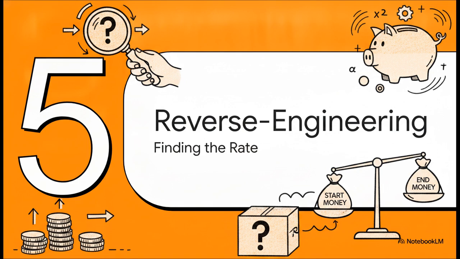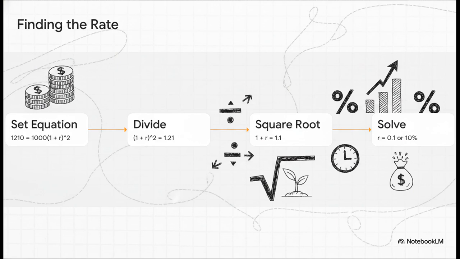Okay, Section 5, reverse engineering your rate. This is where you get to play detective. So, the crucial point is that this math works in reverse too. The workbook gives a really cool example. Let's say you have $1,210 after 2 years from an initial deposit of $1,000. What was the rate? Well, Step 1, we set up our equation with our end goal and starting amount. Step 2, we divide to isolate the rate multiplier. Step 3, we take the square root to strip away the time factor. And finally, Step 4, we solve for R to reveal a 0.1, which is exactly a 10% interest rate. Just like that, you've reverse engineered the bank's returns.